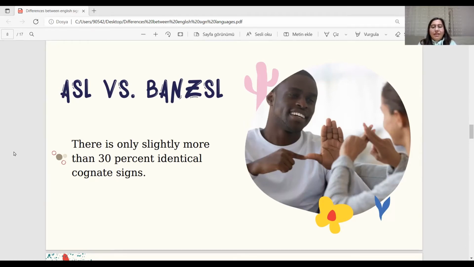ASL is unrelated to BANZSL, although there is a considerable overlap. While ASL and BANZSL have only slightly more than 3% identical and slightly less than 45% cognate signs, the languages of BANZSL have over 80% identical and 98% cognate signs.